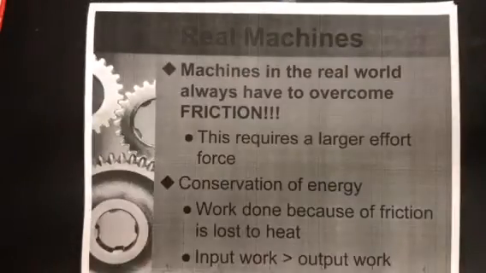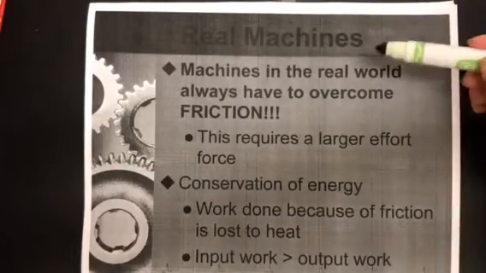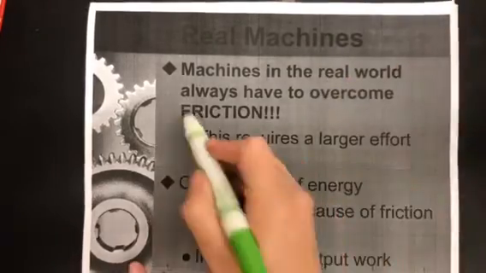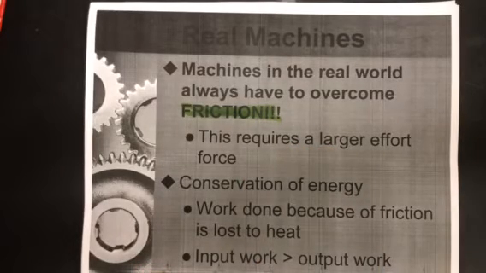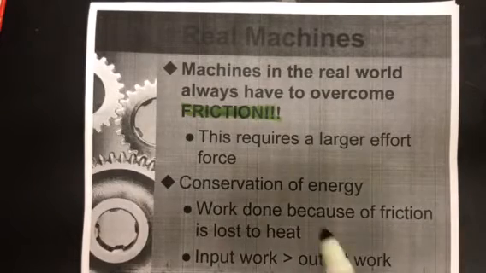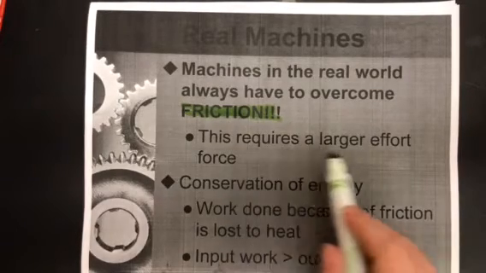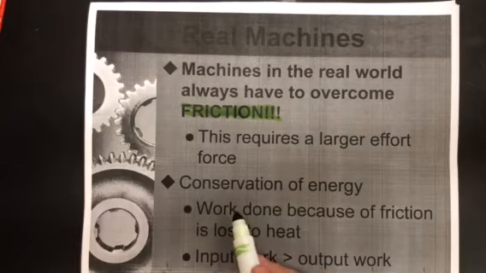Okay, now let's talk about real machines. Real machines in the real world always have to overcome friction. So remember, we just talked about ideal situations. Now we're going to talk about what's actually happening. The machines aren't going to work as well as they should based on the ideal mechanical advantage because of friction. This requires a larger effort force.